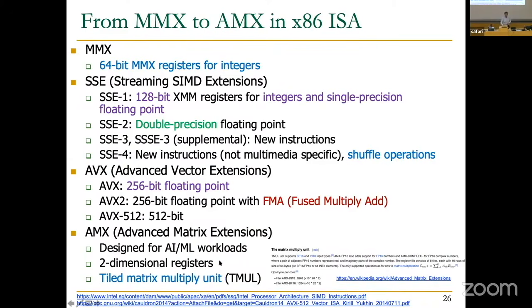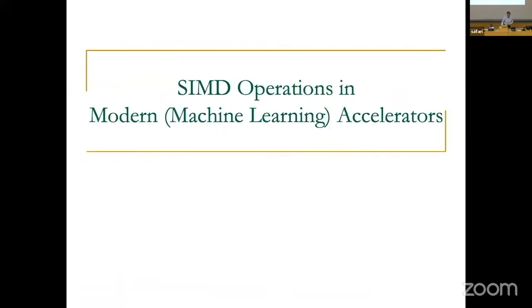And more recently, Intel introduced these advanced matrix extensions, like everybody has been introducing, right? Here you have 2-dimensional registers and a tiled matrix multiply unit, and you can read about it also. Basically, this supports matrix multiplication. And we're going to see that GPUs also introduce these specialized units soon, even though they're SIMD machines. Okay, any questions? We're still talking about extensions, not GPUs yet.